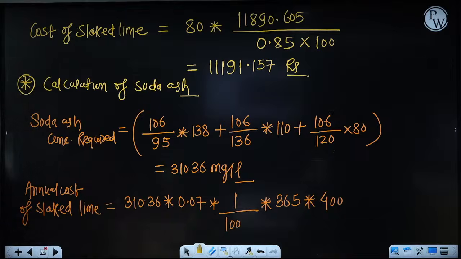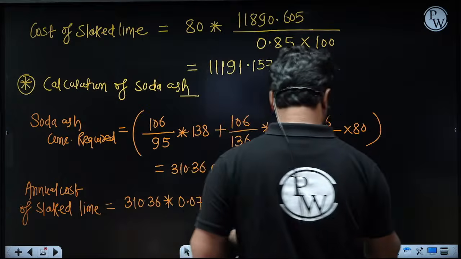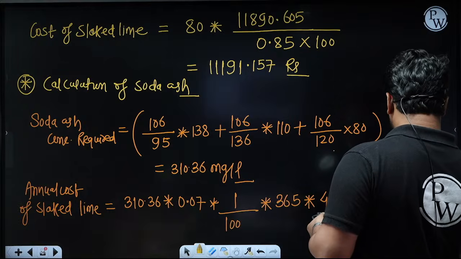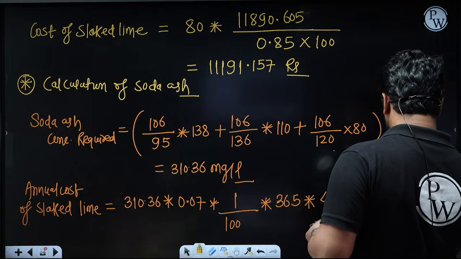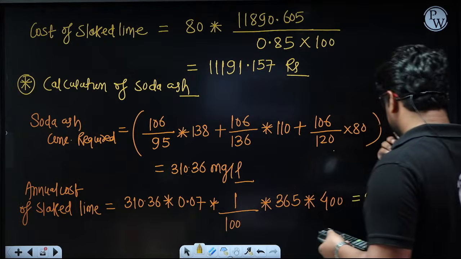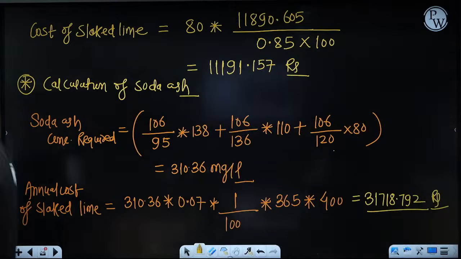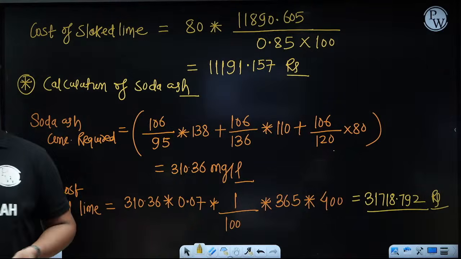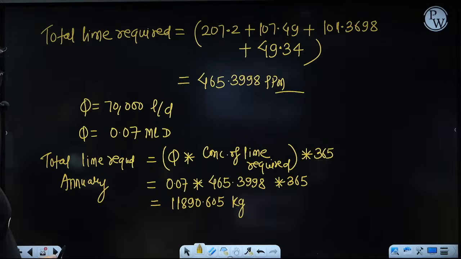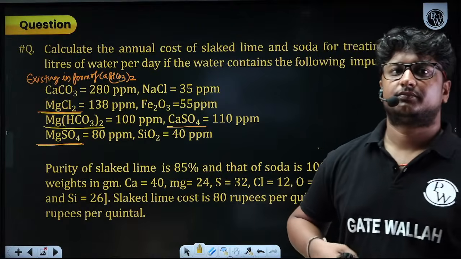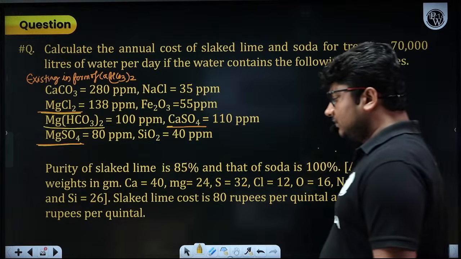So after solving this, I am getting 31718.792 rupees. Okay. Now you have all understood this in a completely clear manner. Any doubt with this question?